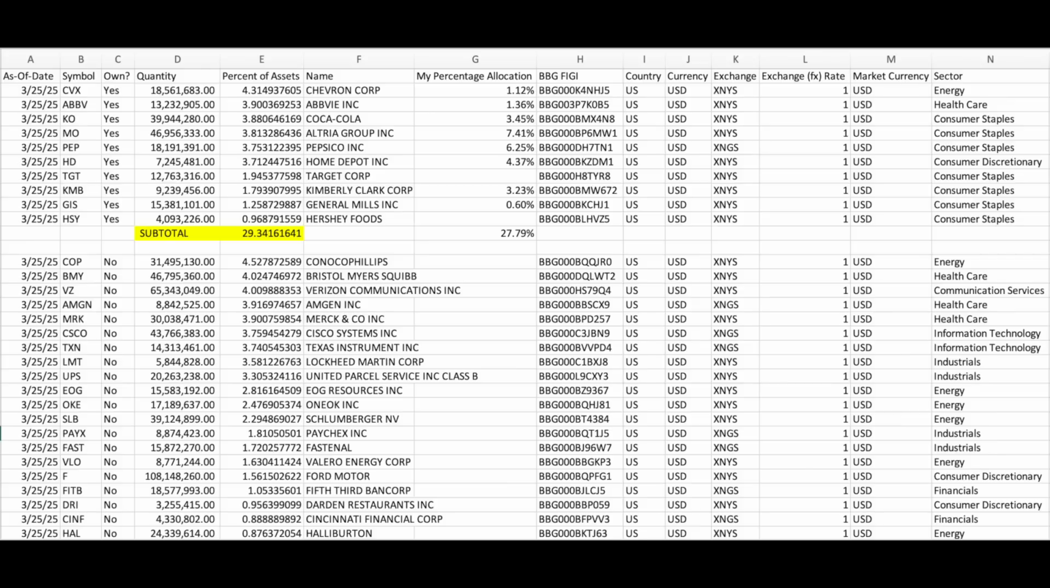I'm happy with that. And you can just see the positions on the screen that overlap: Chevron, ABBV, Coca-Cola, Altria, so on and so forth. But you can see below, you can see ConocoPhillips, Bristol Myers Squibb, Verizon, AMGN, Merck, Cisco, Texas Instruments, Lockheed Martin, so on and so forth. Those are all positions that I do not own individually, but I do own them through the SCHD ETF.